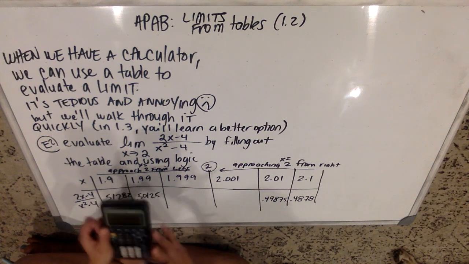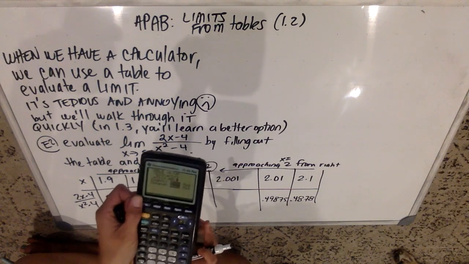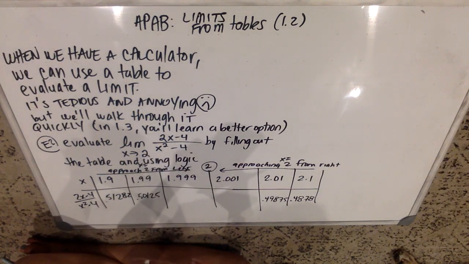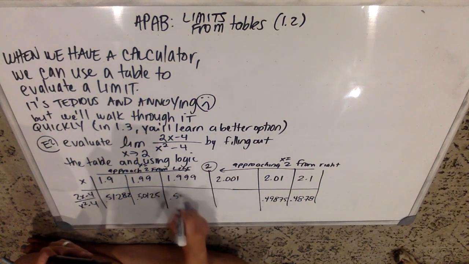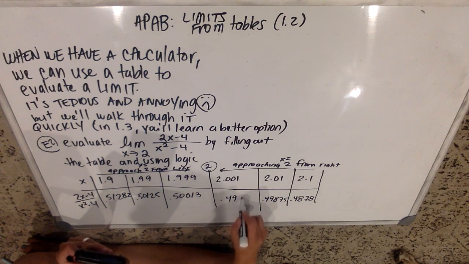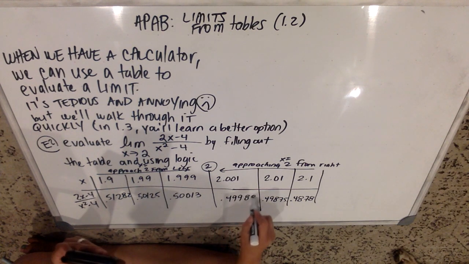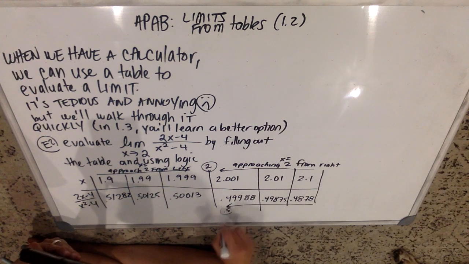I'm going to start it back at 2, and now I'm going to go by 0.001, just like that. Then I hit enter, go to my second table, and you'll see my table values. So I get 0.50013, and this is 0.49988. So it's pretty clear that from this direction, these values are approaching 0.5.